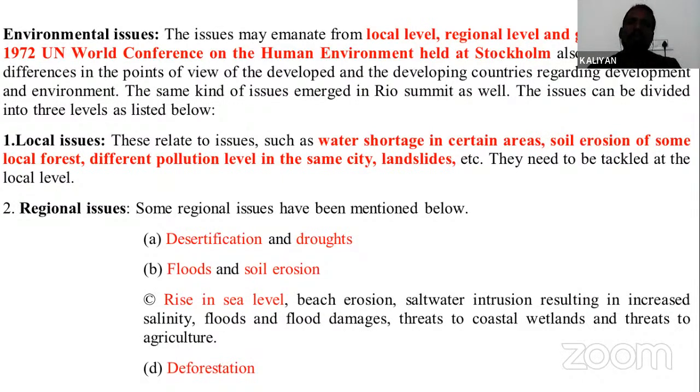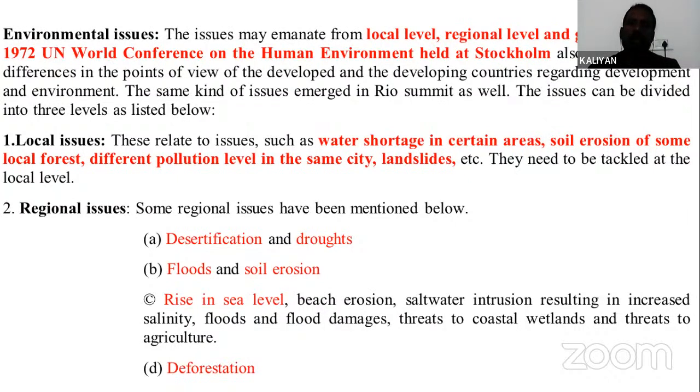In 1972, the UN Conference on the Human Environment was held in Stockholm. So this is a very important conference. They highlighted different issues at different levels all over the world, and the same kind of issues were discussed at the Rio summit. So there are local level, regional level, and global level issues.